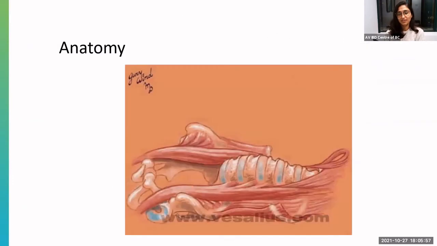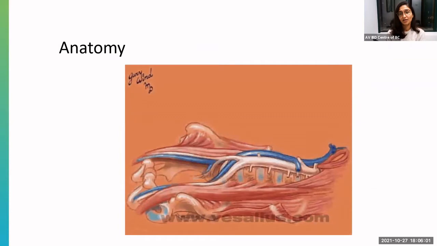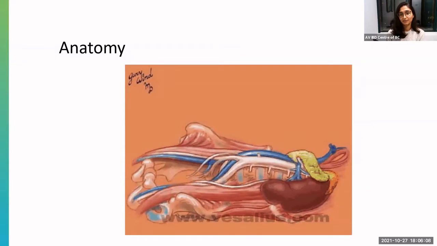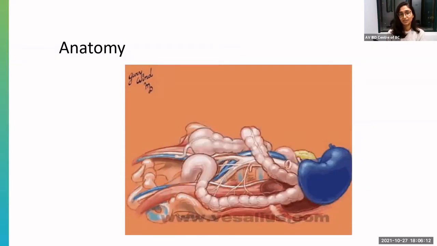So here you'll see that the IVC, the vein, and the aorta are in the retroperitoneum, along with the kidneys, the adrenal glands on top, the pancreas, and a small portion of the small intestine, the spleen. You see here the colon, it's more intraperitoneal, along with the stomach.